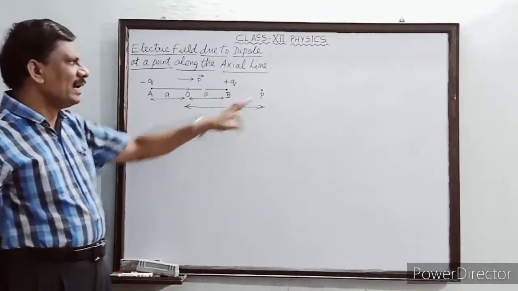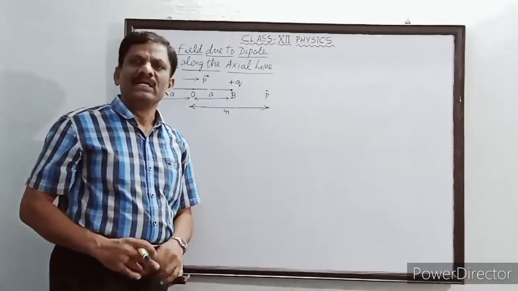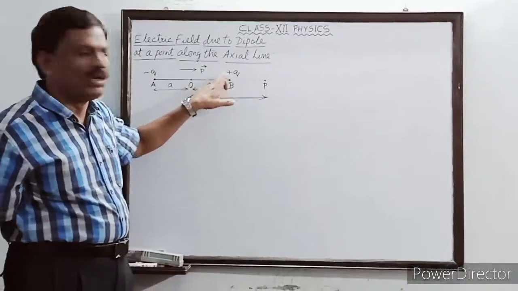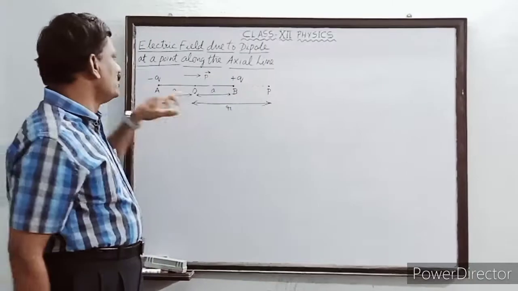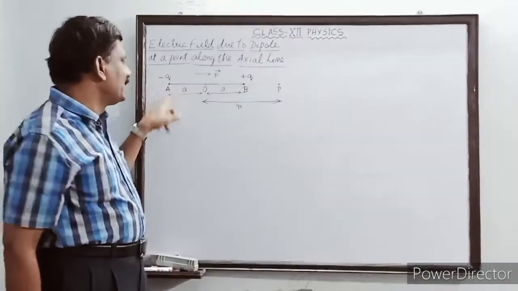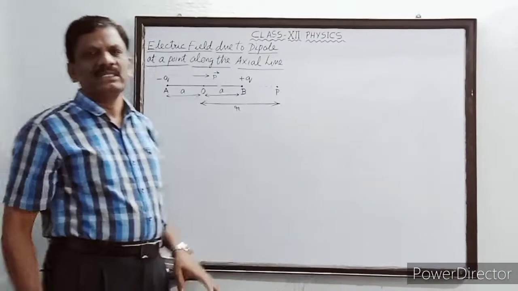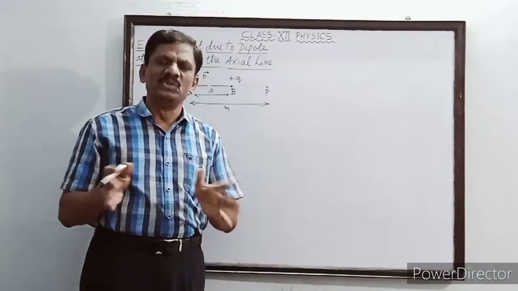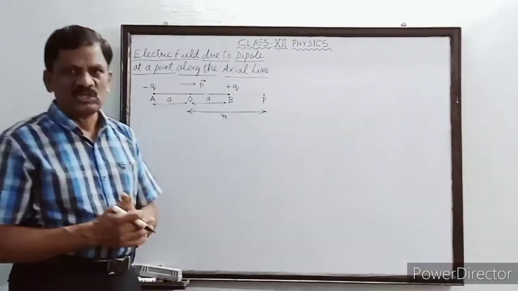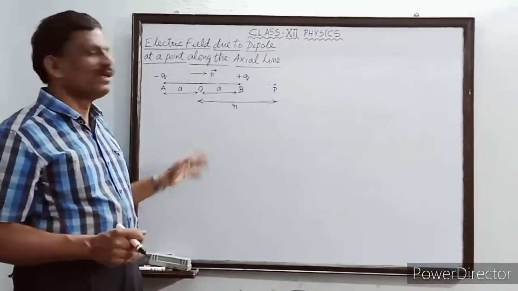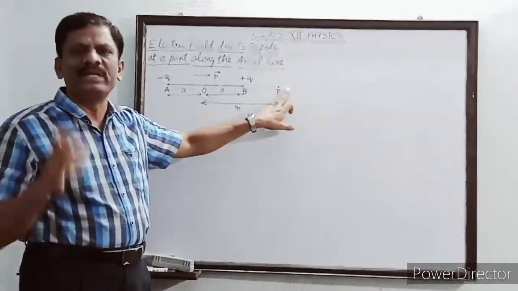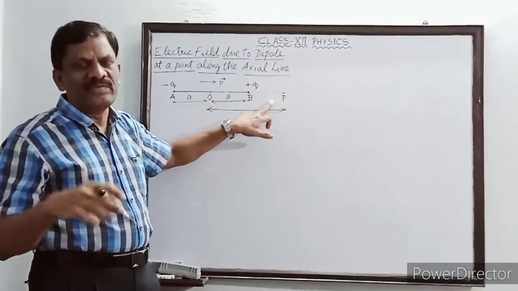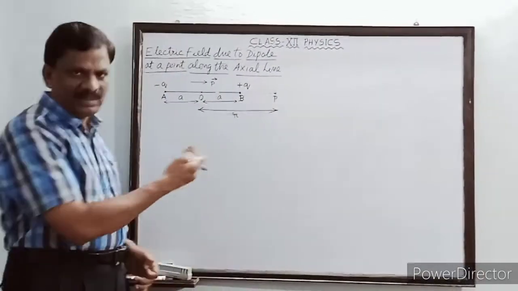Now, at this point P, there will be two electric fields. One is due to the positive charge plus q located at B, and the other is due to the negative charge located at the point A. The resultant electric field will be equal to the vector sum of the individual electric fields, by the principle of superposition. So first we have to get an expression for the electric field at the point P only due to the positive charge, and then due to the negative charge, and take the vector sum. Now look at the picture.